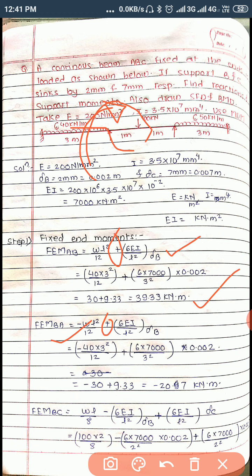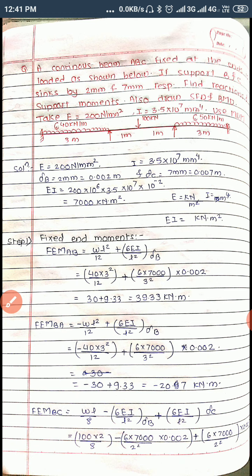Then moving towards the BC span, here there are two settlements, for B and for C. The B part settlement we have considered as anti-clockwise, that's why we have taken it as positive.